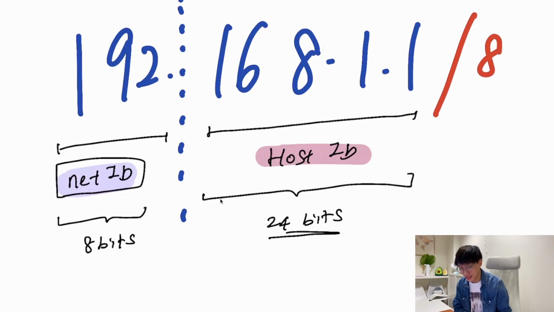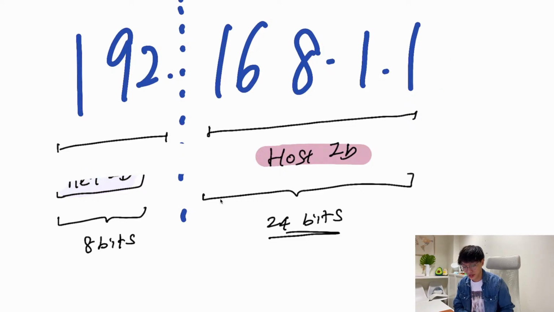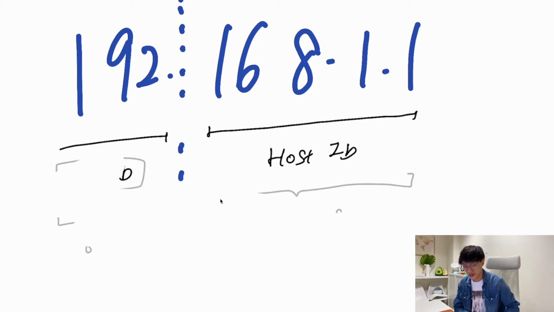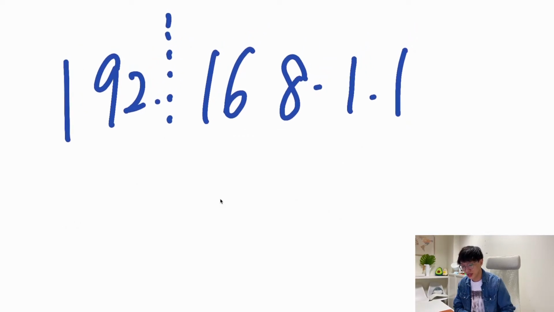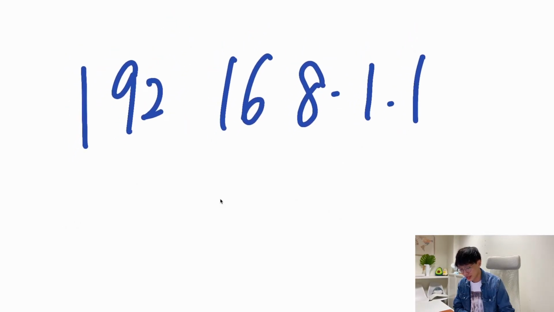Now let's look at another example. I will now show you how it looks if this is a /16. So a /16 mask means that we are going to cut right in the middle here. We cut right in the middle.